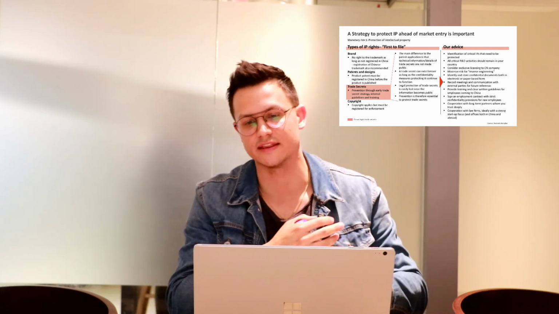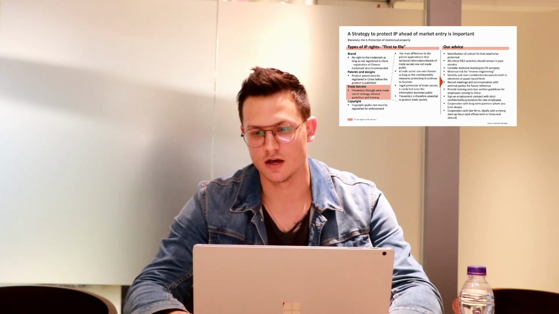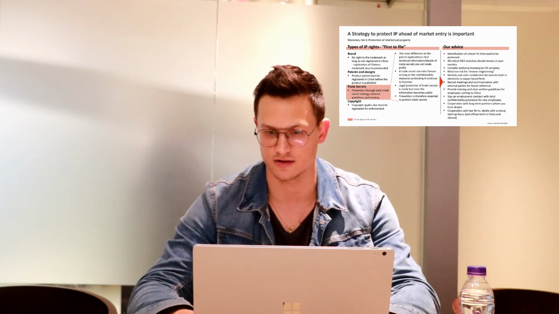Okay, first of all, identify the critical IP that needs to be protected. We work with a couple of deep tech ventures, so they really have something that, for example, a venture from the semiconductor space. So for them, what we do is we identify what's the IP in your company that really should be protected, that needs to be safeguarded.